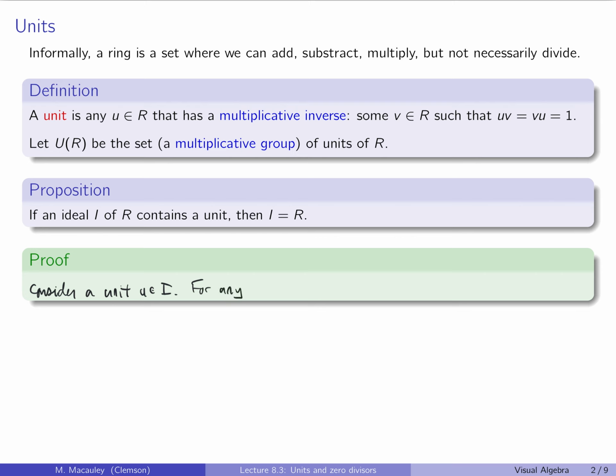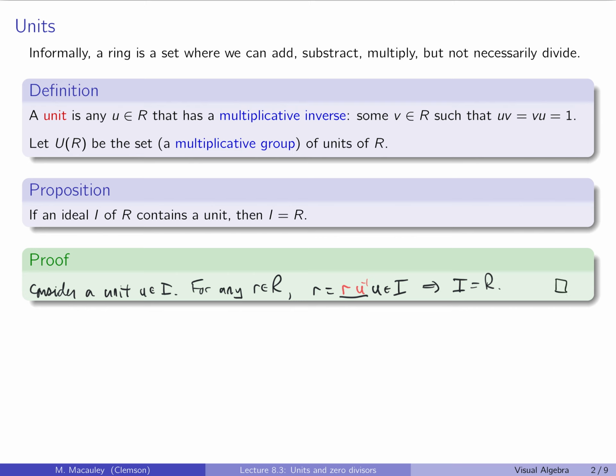So for any element little r in big R, what can we say? I is closed under multiplication. So everything of the form blank times u is in I. So what can we put in here to get r? Well, if we put a u inverse here and then an r, in other words, r u inverse, notice how that product is equal to r. And so that's in I. And therefore I is all of R because we took an arbitrary element in the ring.